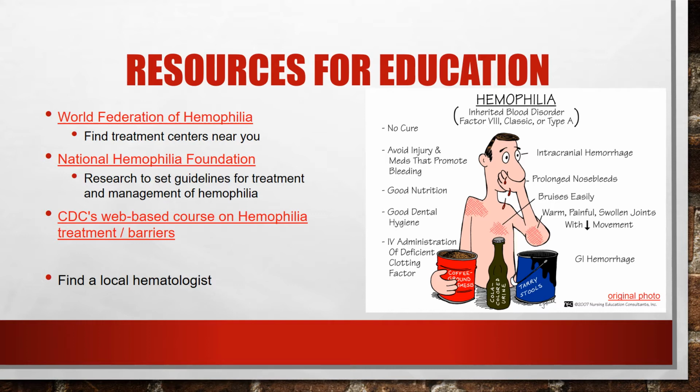As always, the CDC is my favorite website to go to for any type of information. But I did want to include this hyperlink for a web-based course that they're offering on hemophilia. It's about an hour long and it discusses treatments for our patients and also barriers that get in their way of receiving treatment. Things that we may not think about and not realize that can really help us optimize their patient outcomes and help us really optimize their health overall. As always, finding a local hematologist is awesome, and finding someone who is well versed in hematology will always help you have a good resource to go to.